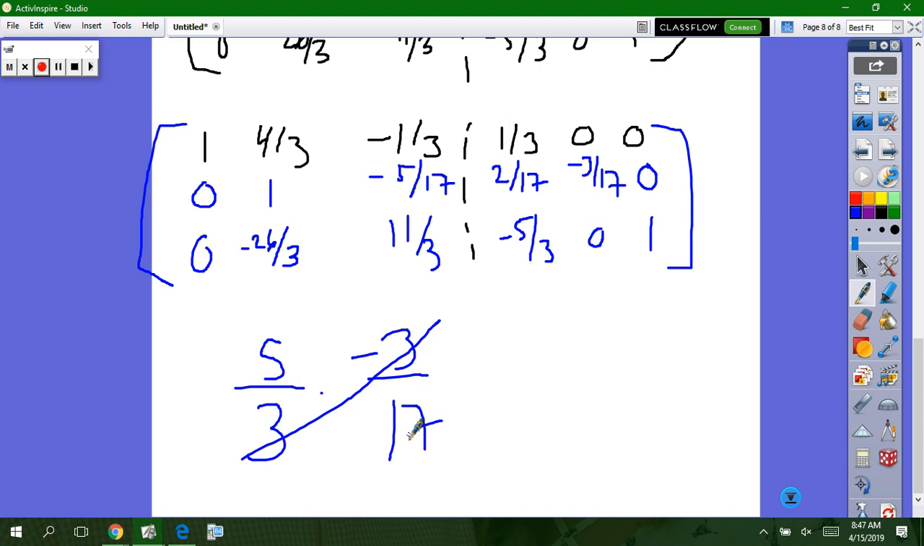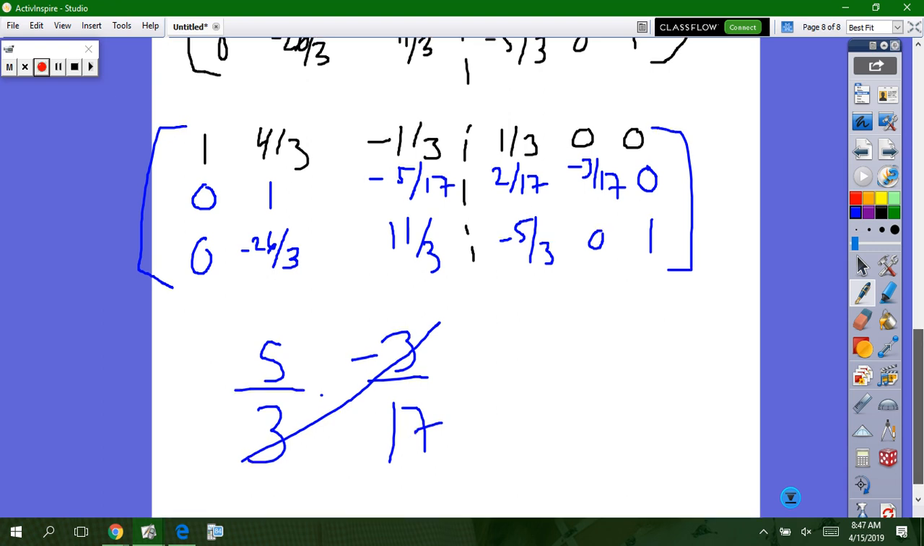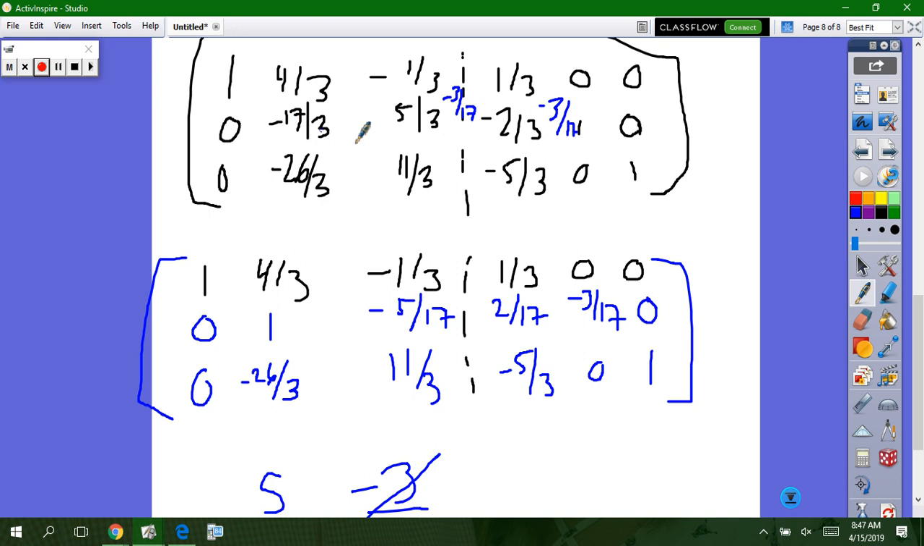Nope. I just took row 2 and I times it by its reciprocal, which its reciprocal is, if we look here, what's the reciprocal of negative 17 over 3? Negative 3/17. So I times everything in that column by negative 3/17. Okay? Yes, Skylar.